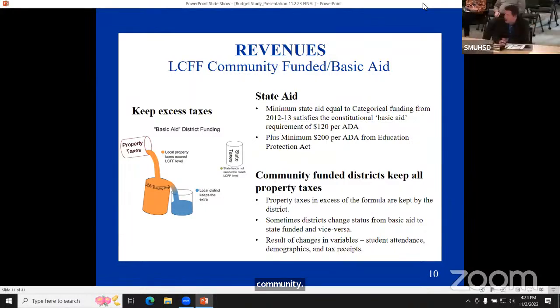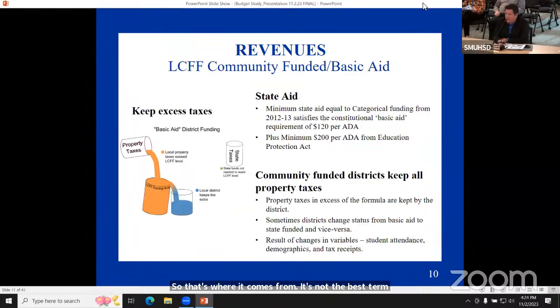Yeah, and basic aid actually comes from that $120 per ADA that I noted. Districts used to be guaranteed at least that, even with the funding above the LCFF level, they were also entitled to $120 per ADA. So that's where it comes from. It's not the best term either in terms of explaining what it is.